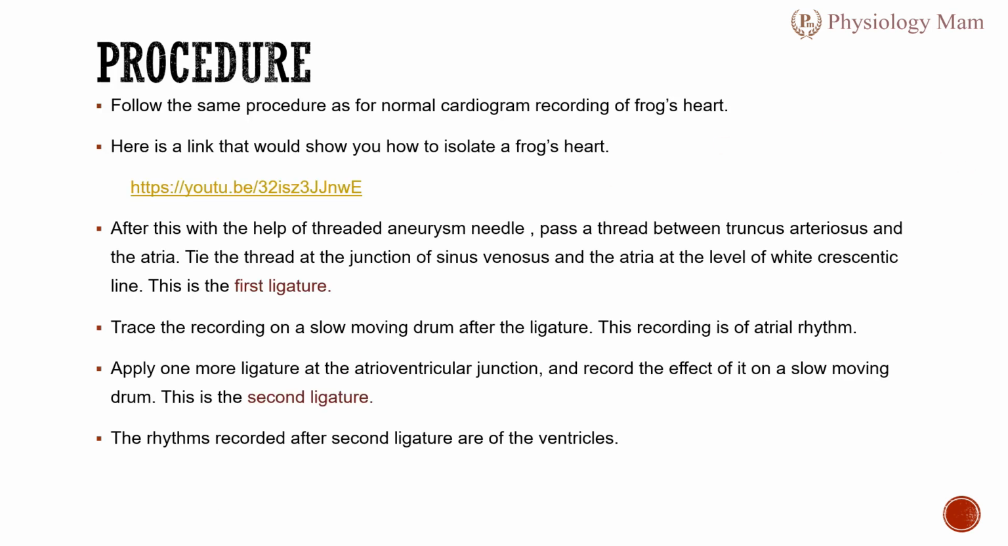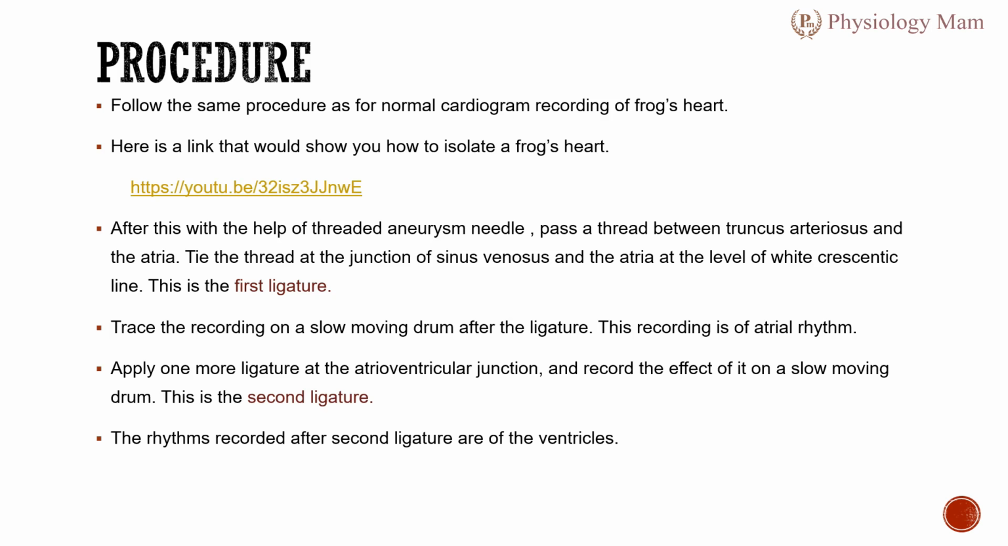Now coming to the procedure, the first thing that we have to do is open the frog's heart, mount it onto the lever, and follow the same procedure as we do for recording of the normal cardiogram. The only thing that will be different here is that you are going to tie two ligatures at two different junctions. Here I am sharing with you a YouTube link where you can see how a frog's heart is isolated.